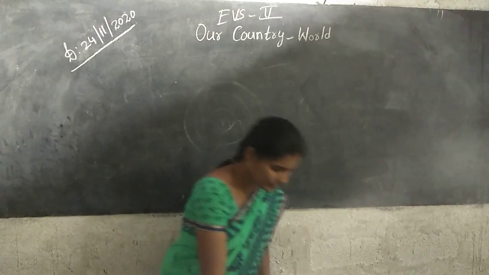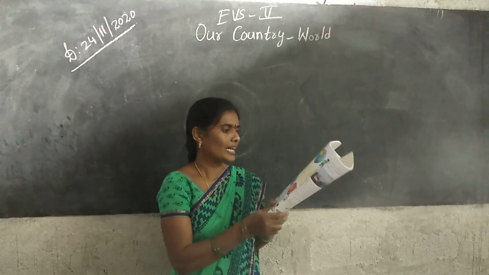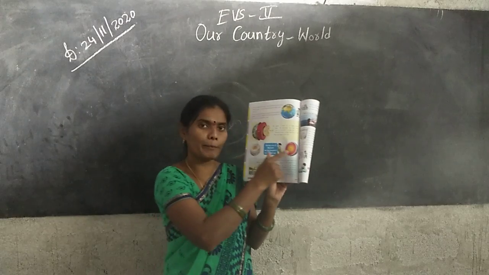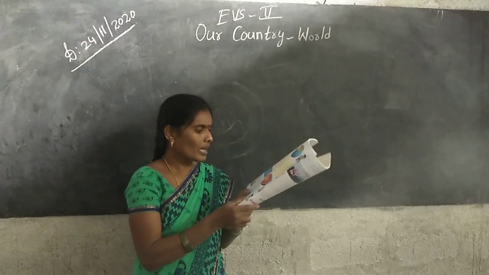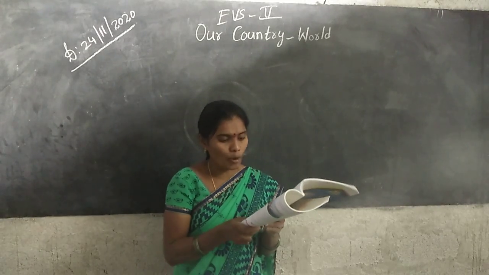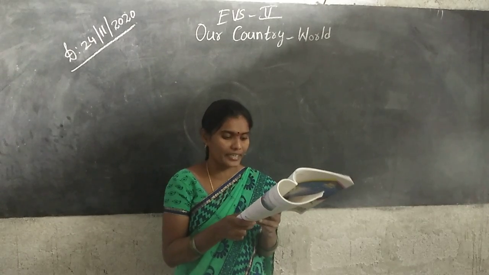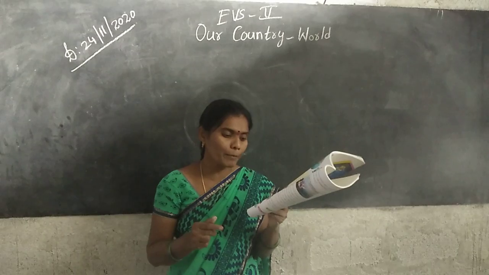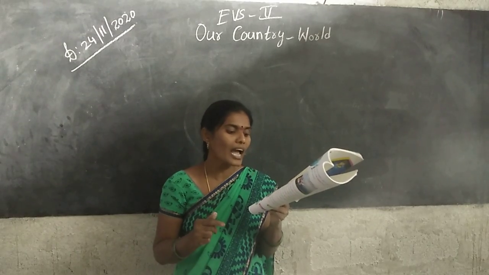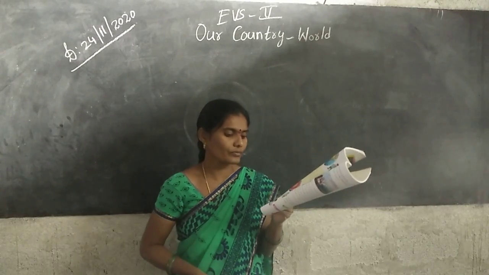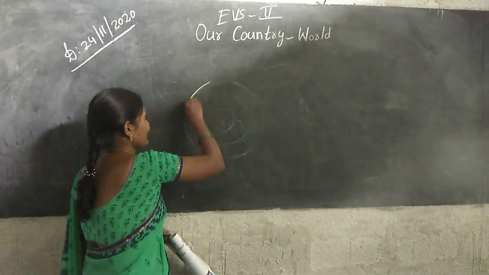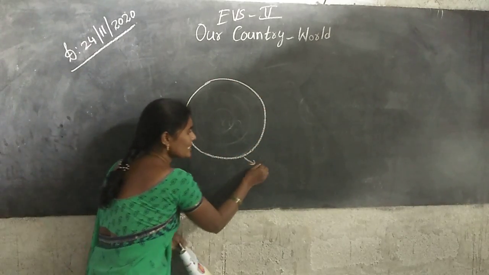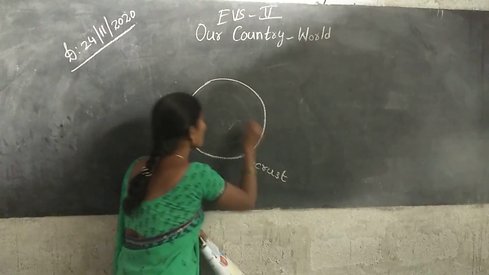Next, the structure of the earth can be compared to a boiled egg. Already I compared, no? Next, the non-living and living components which are interdependent make the earth a planet of life. The crust and the upper part of the mantle together form the lithosphere. Here, this is the crust, no?